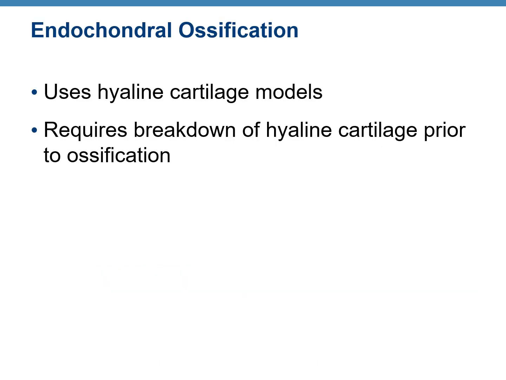Endochondral ossification. Endochondral ossification also happens during embryonic development, and it uses a hyaline cartilage model. So bone will be formed from hyaline cartilage, and it requires breakdown of hyaline cartilage prior to ossification. So pretty much cartilage osteocytes will die, and osteoblasts will develop bone.